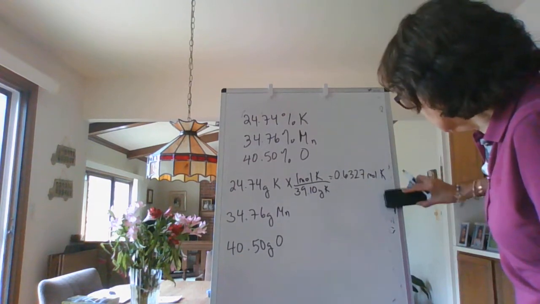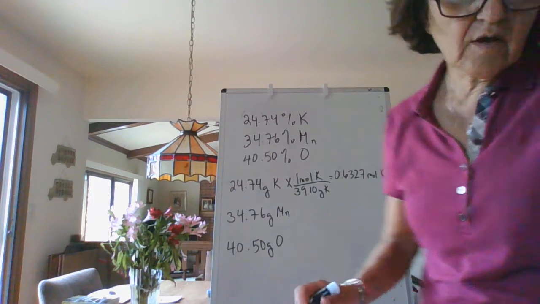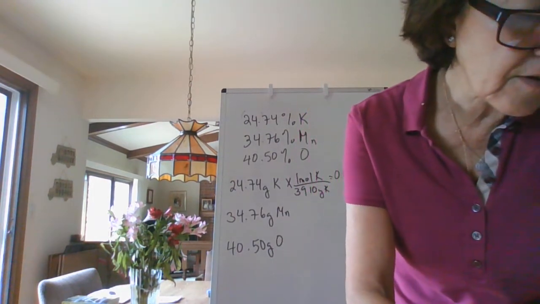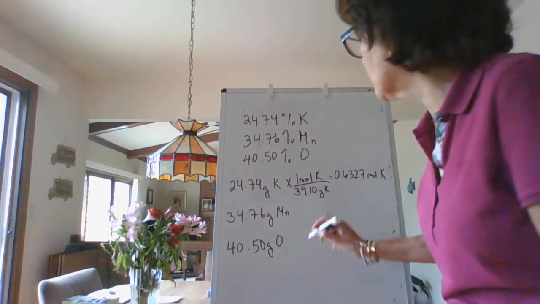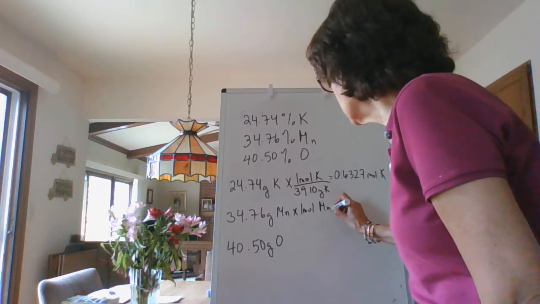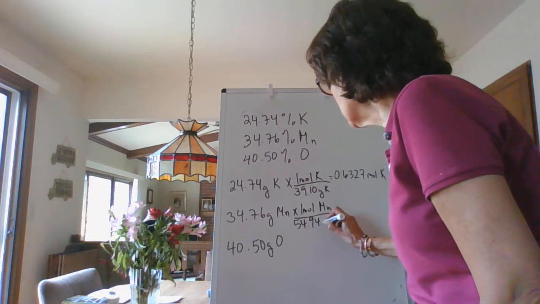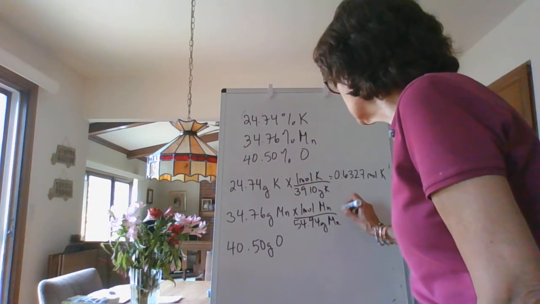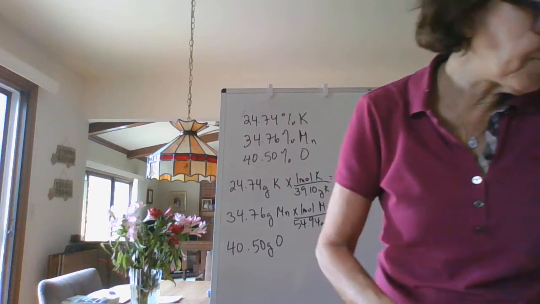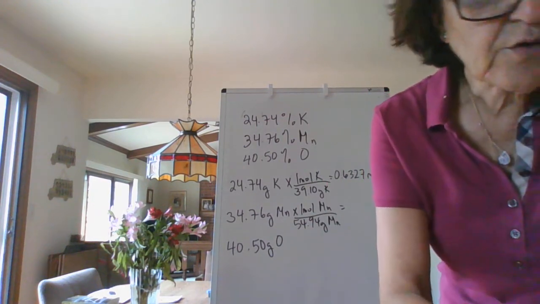Erase all this random stuff over here. Okay, now we go with the manganese. Manganese's molar mass is 54.94. So we say 1 mole of manganese is 54.94 grams of manganese. Okay. All right, and we do the math.